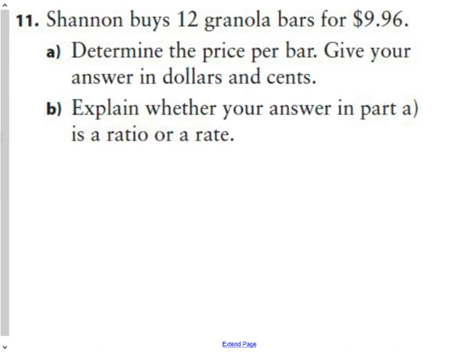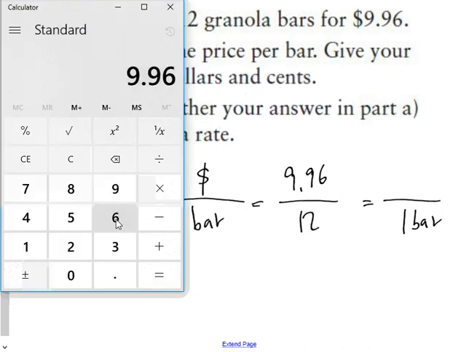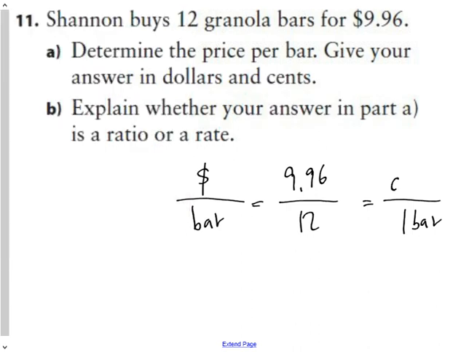Sharon buys 12 granola bars for $9.96. Determine the price per bar. So price per bar means our second term is going to be bar. It'll be cost per bar, because I want to get it per 1 bar. And if it's $9.96 for 12, how much is it for 1? I'm going to take $9.96 divided by 12. The cost is 83 cents per bar, which I will write as 83 cents per bar.